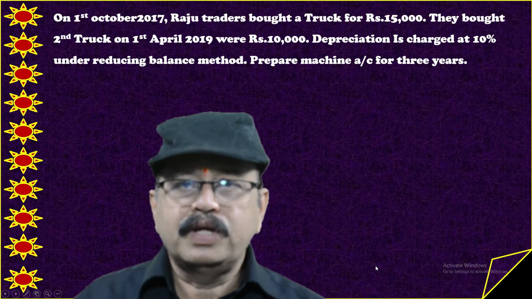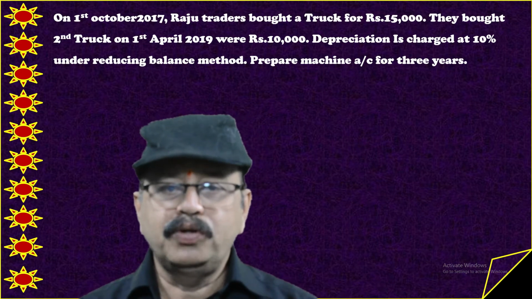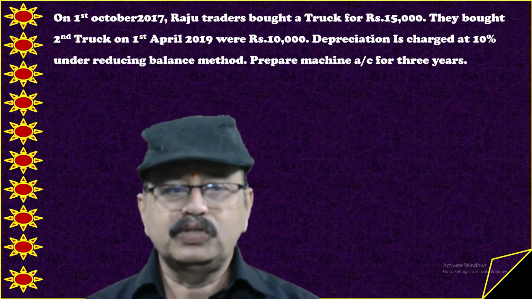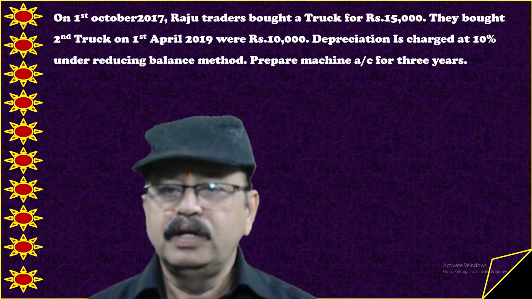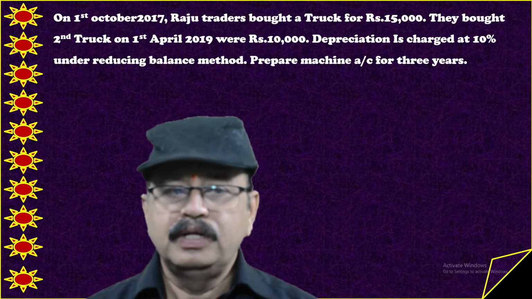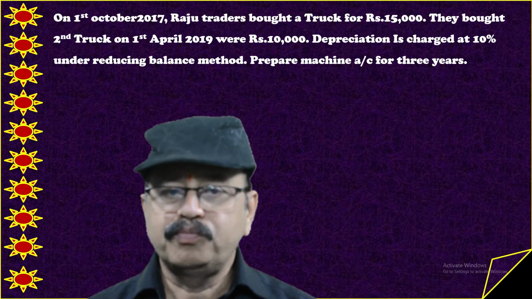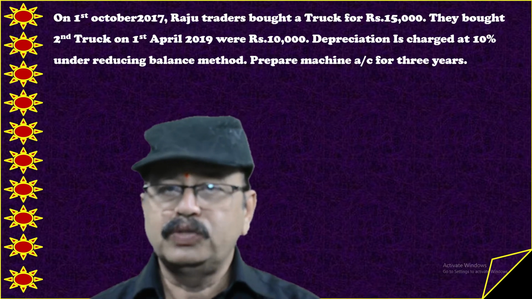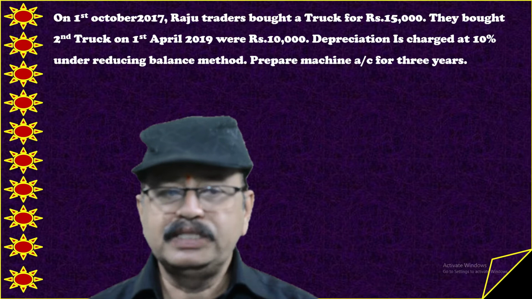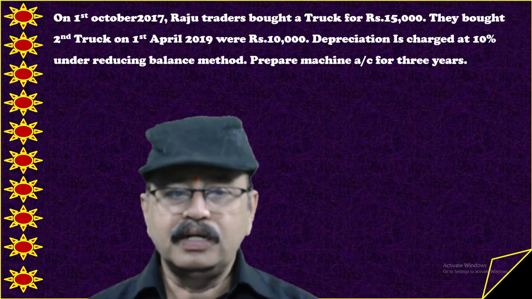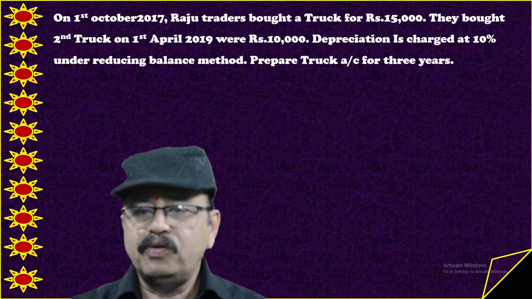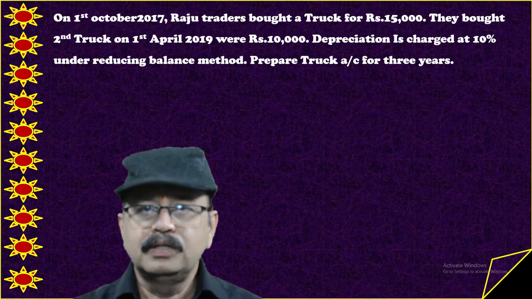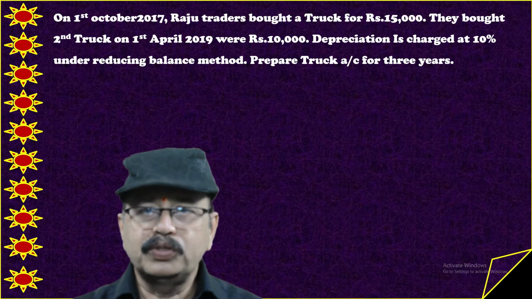So on the screen you can see the question. I am going to read the question. On 1st October 2017, Raju Traders bought a truck for rupees 15,000. They bought a second truck on 1st April 2019 for rupees 10,000. Depreciation is charged at 10% under the reducing balance method. Prepare the truck account for 3 years. That is the question. Now I am going to show the working note.